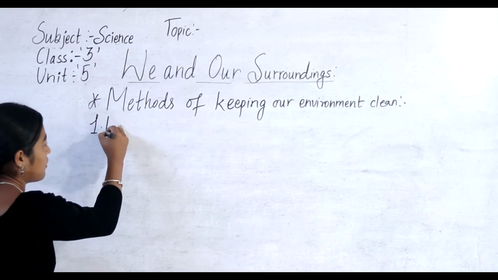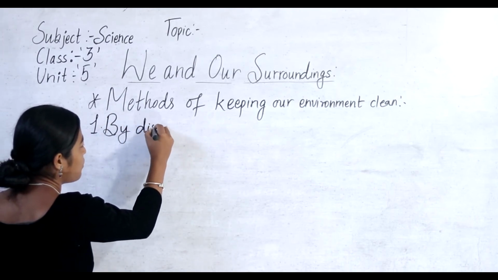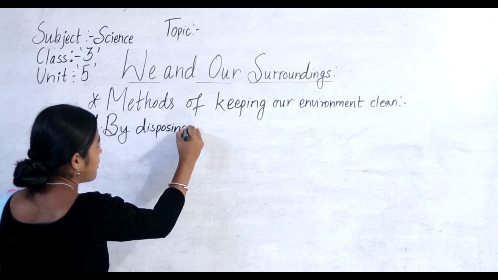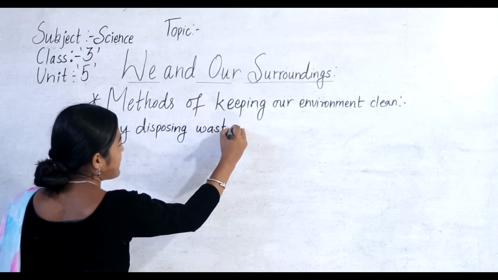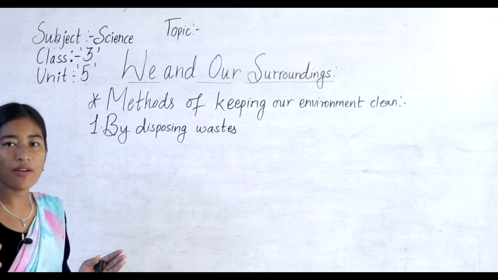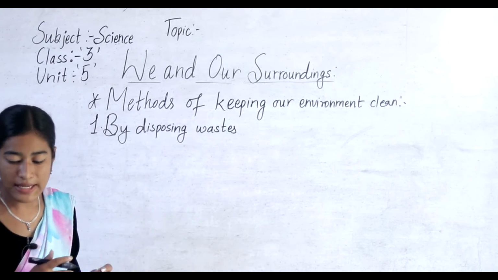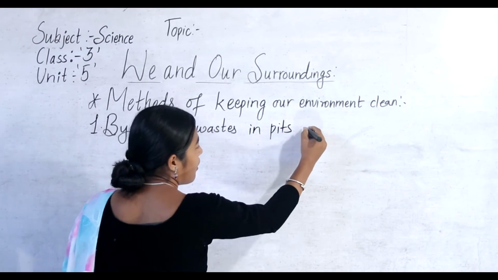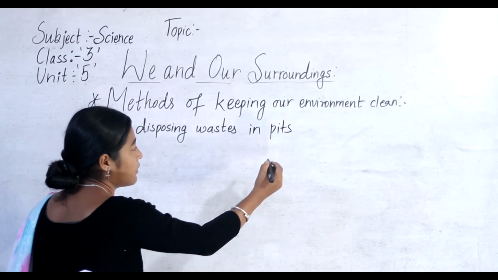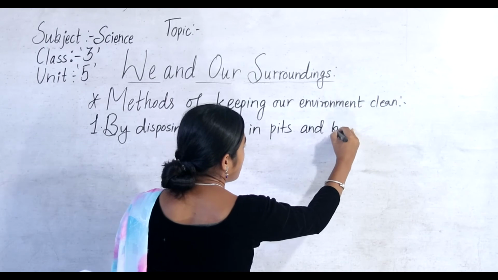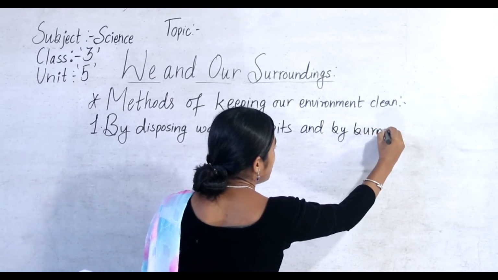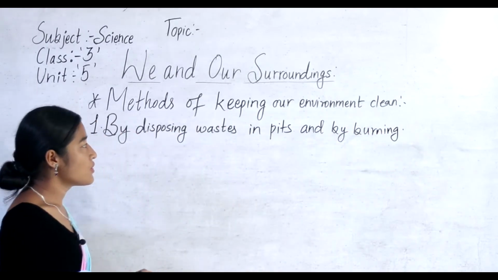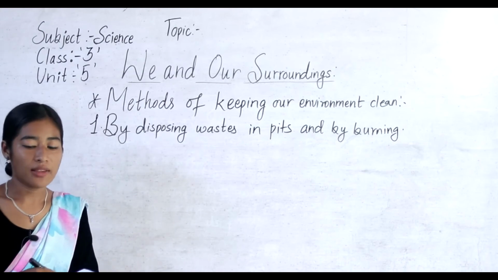So point number 1 is disposing wastage. We have to dispose the wastage in pits and by burning, but plastic should not be burned. So this is the one method.